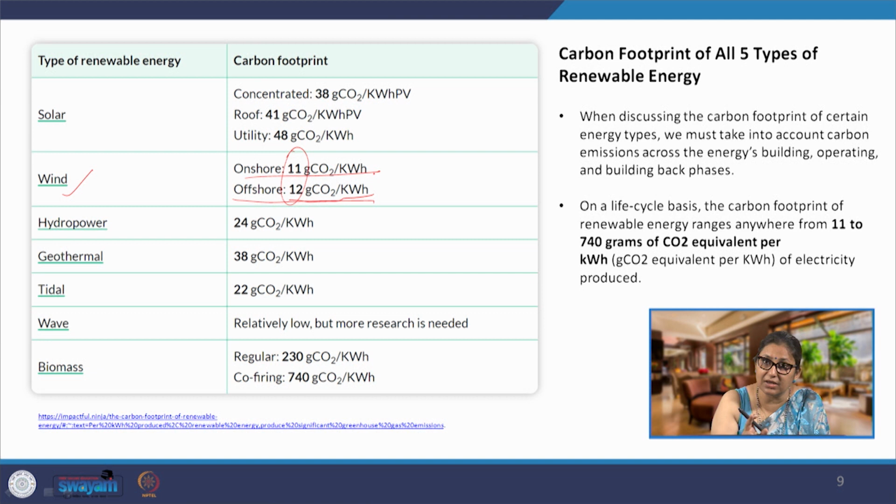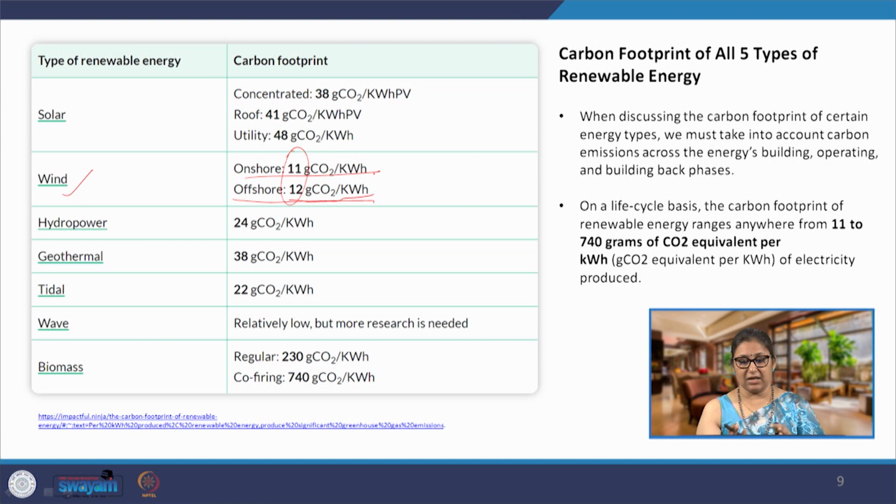Now, what are we comparing? We are comparing 1000 to 500 tons of carbon dioxide equivalent per gigawatt hour compared with that of 10 to 20 kilogram, 1000 tons versus 20 kilogram of carbon dioxide equivalent per gigawatt hour of electricity produced.